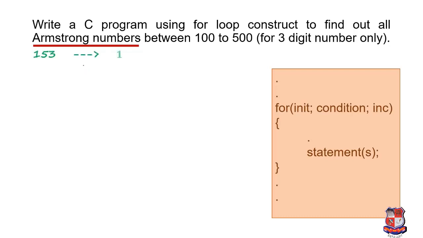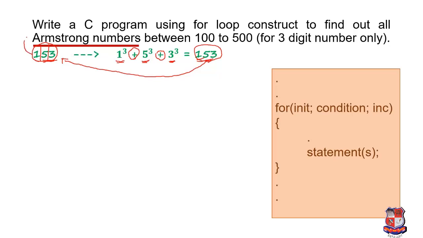For example, I'm taking a number, and that number is 153. Firstly I have to separate all 3 digits from this number. Then I have to take a cube of each separate digit: cube of 1, then cube of 5, and then cube of 3. Then we have to do the summation of all these three values, and the answer must be the same as our original number. Then we can say this number is an Armstrong number.